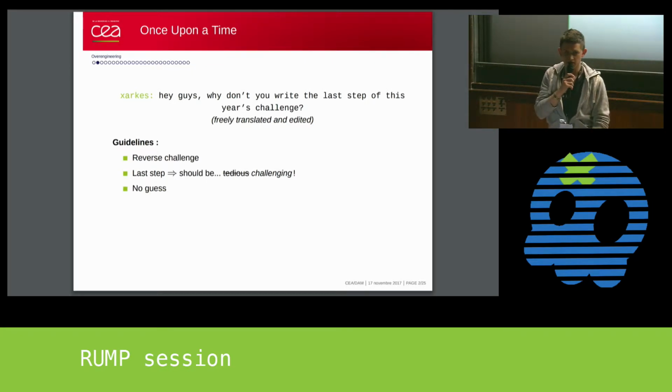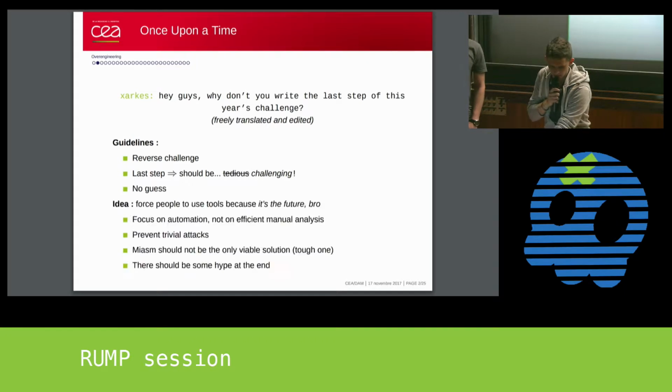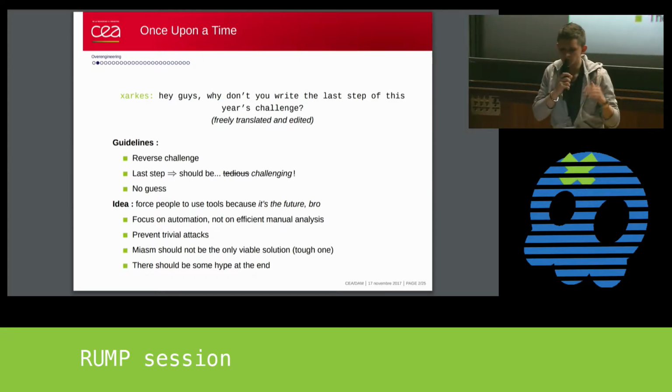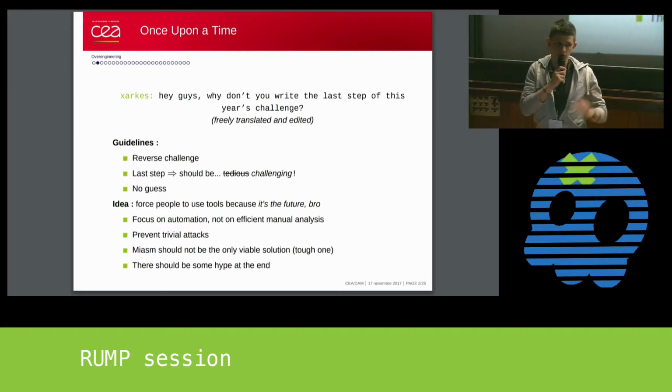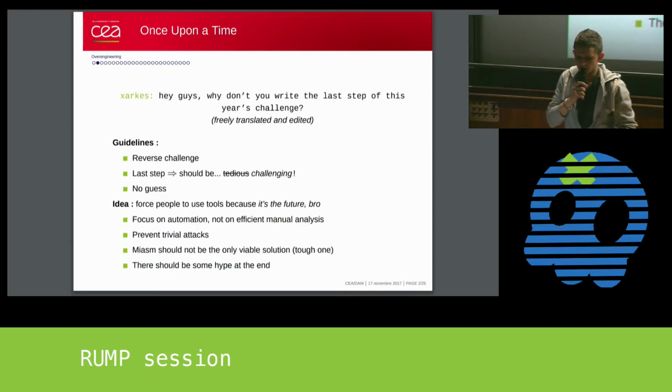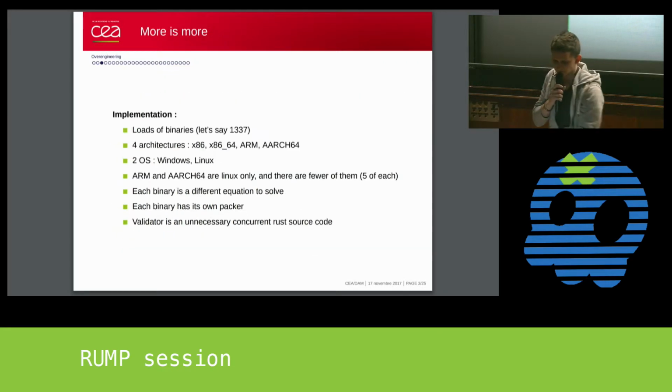The guideline was that we have to do a reverse challenge. This is the last step, so it has to be not tedious but challenging, and we don't want any guessing in it. The idea was to force people to use tools because, you know, the tools are the future, at least we hope. So the goal was to focus on automation and not on efficient manual analysis and expert experience. We also have to prevent trivial attacks. Miasm should not be the only viable solution. That was a tough one. And there should be some hype at the end. That was the worst part.